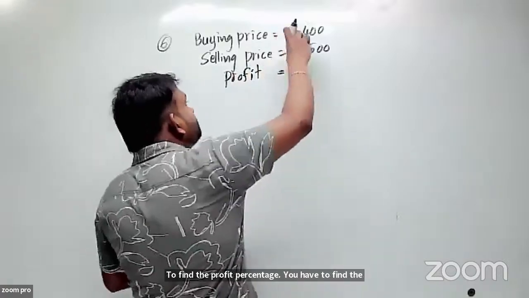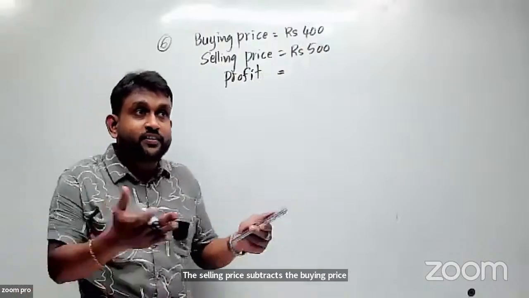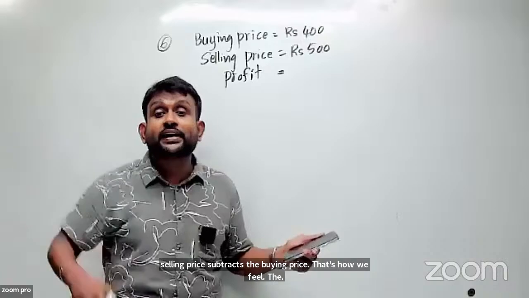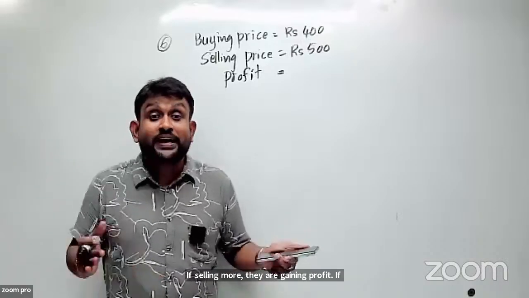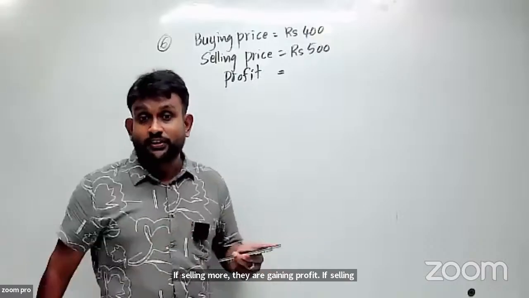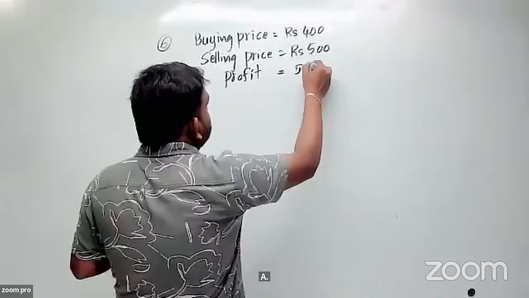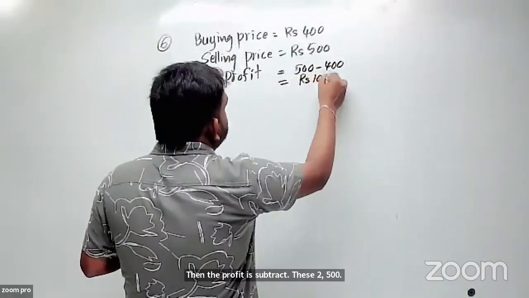How? The selling price subtract the buying price. That's how we find the profit, the difference between buying and selling. If selling is more, they are gaining profit. If selling is less than the buying, they are not gaining a profit. That is a loss. Then the profit is the subtraction of these two: 500 subtract 400, that is rupees 100 profit.